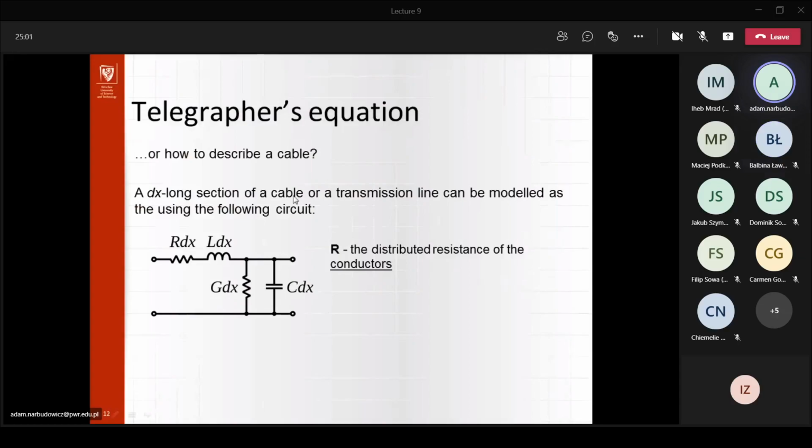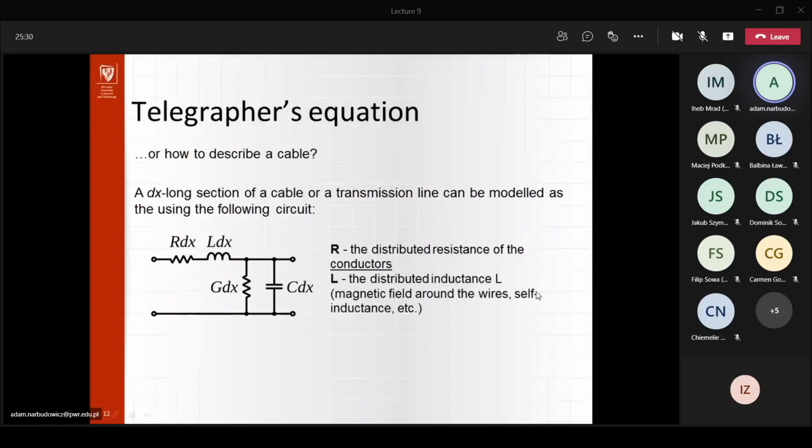So basically, as I mentioned, if we take an infinitely small section of the cable, it can be modeled using this circuit, right? The resistor R is the resistance of the copper. It doesn't have to be copper, right? So anything that the metallic parts of the cable are made of.